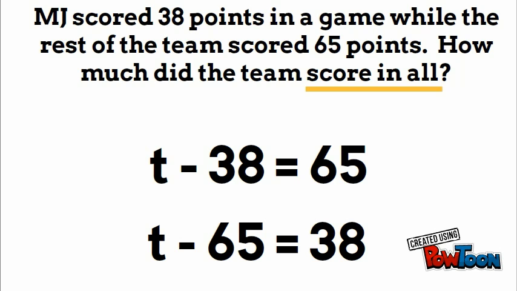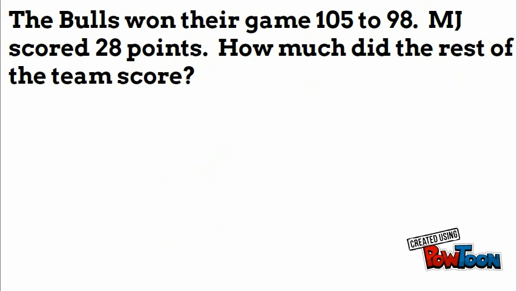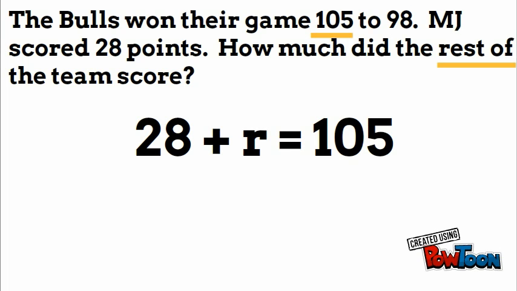Let's look at another example. Bulls won their game 105-98. MJ scored 28 points. How much did the rest of the team score? Well, I'm asked for the rest of the team, which is a part. And I know my total is 105, so I know I'm going to write an addition equation. So 28 plus R equals 105.